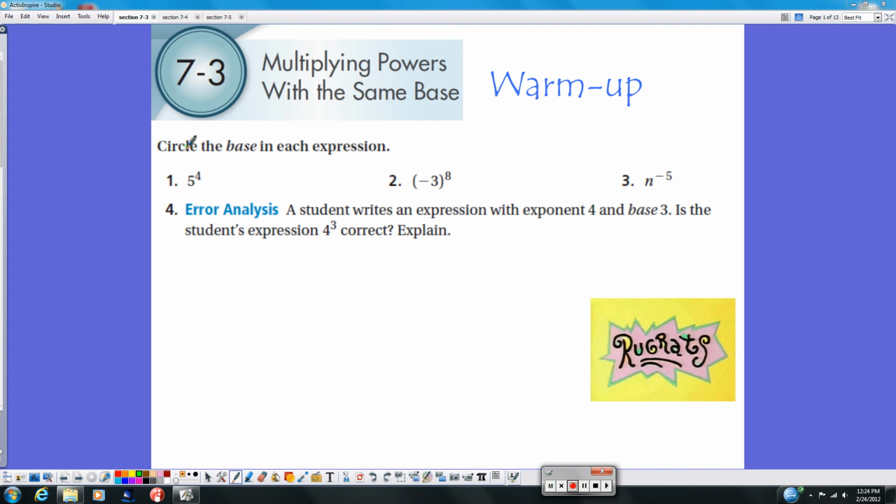Remember, the base is the big number. So we would circle the 5 in the first problem, the negative 3 in the second problem, and the n in the last problem. If we want an exponent of 4 and a base of 3, we would write 3 to the fourth power. So this student's expression 4 to the third would be incorrect because this student has 4 as the base and 3 as the exponent.